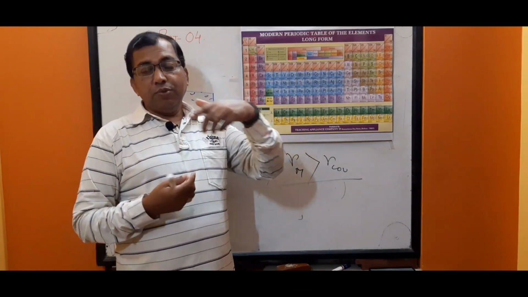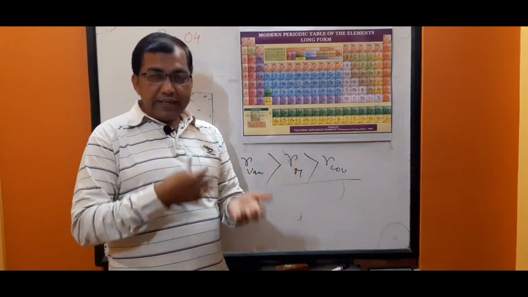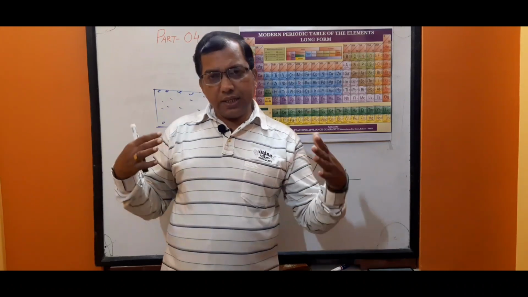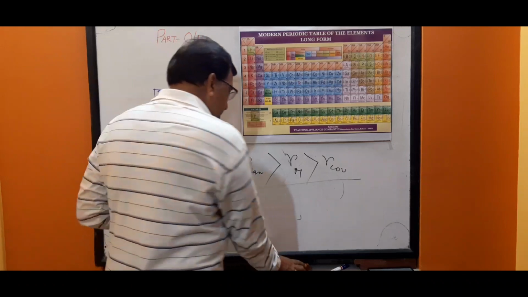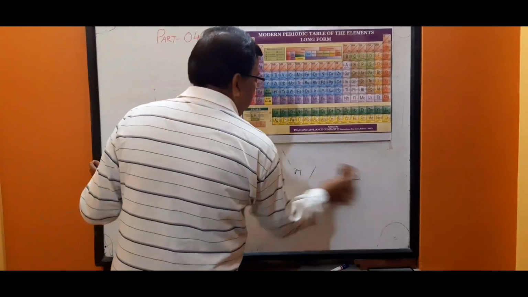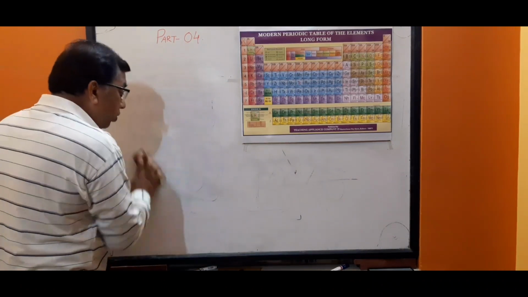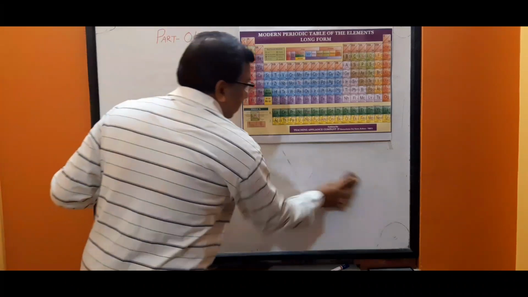Variation. At first I have told you variation means the periodic trends. So what will be the atomic radius in case of periods, or in case of a group? Along a period, along a group, what will be the trend in case of atomic radius?